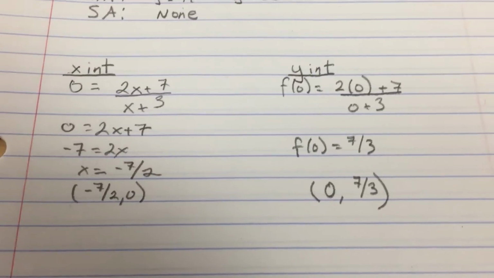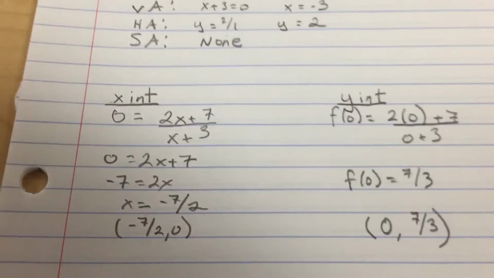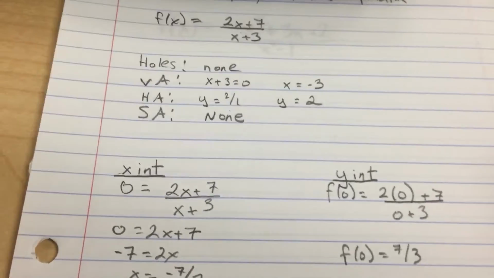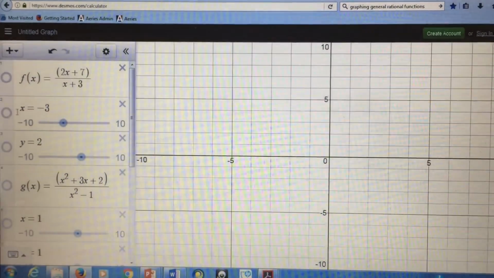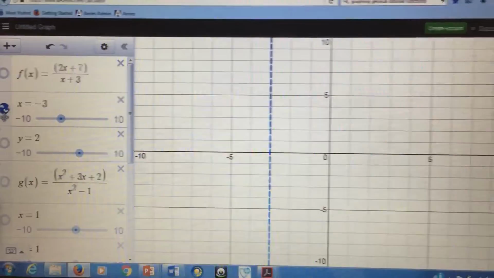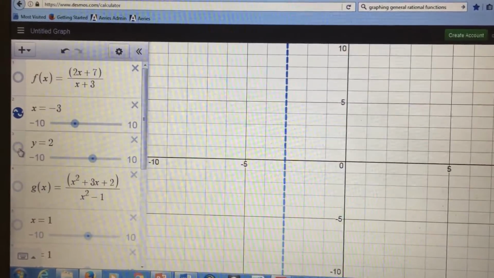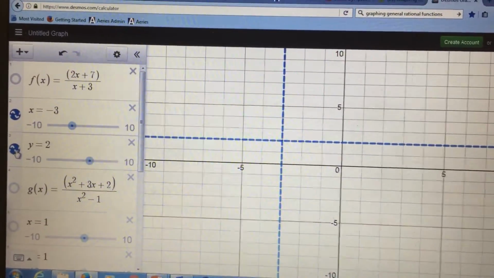All right. Now, before we can state our domain and our range, right away, I kind of want to see what this graph looks like. So I pulled this up onto Desmos.com, and the first thing I'm going to do is write down my vertical asymptote and my horizontal asymptote. So here's my Desmos. There's my vertical asymptote, dashed line. And that is my horizontal asymptote.